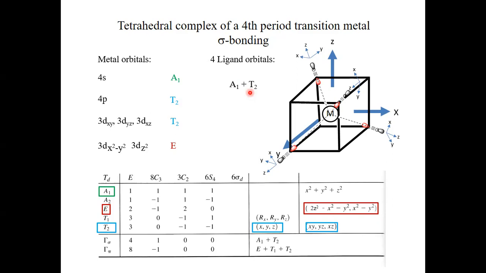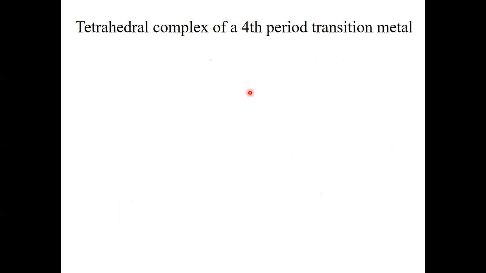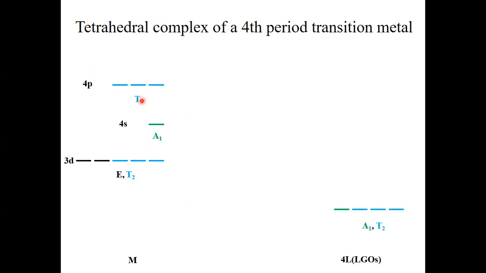we can now construct our molecular orbital diagram for sigma bonding. What we can first do is plot the metal frontier orbitals on the left side and assign the symmetry types accordingly: the 3d, the 4s, and the 4p. The 3d will have E and T2 symmetry, the 4s has A1 symmetry, and the 4p also has T2 symmetry. Then we have our 4 ligand group orbitals. One has A1 symmetry and three have T2 symmetry. We plot them with similar energy on the right side of the molecular orbital diagram.